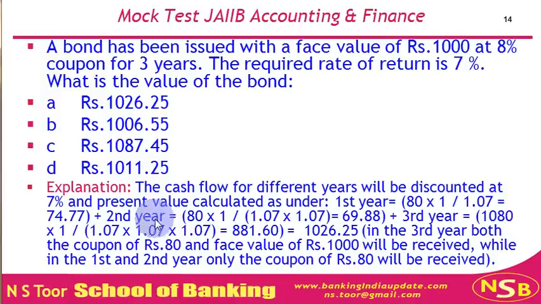Plus for the second year, so now it will be discounted for 2 years. So 80 divided by 1.07 squared. This is the value we shall receive for the second year. We shall receive 80 rupees in the second year. The present value of that amount is 69.88.